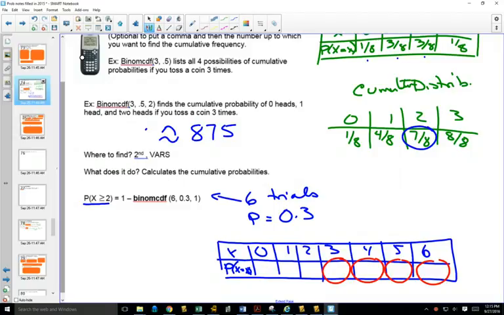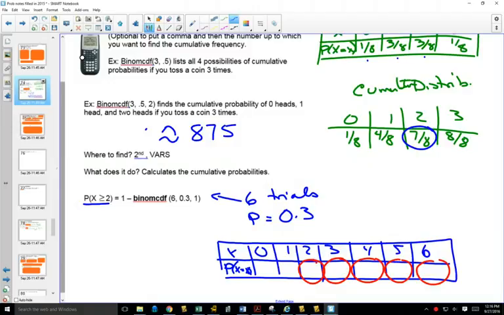And so you could do that. You could do binom PDF of 6, 0.3, and 3, 6, 0.3, and 4, 6, 0.3, and 5, 6, 0.3, and 6, and add all of those up, and you will get the probability that x would be bigger than or equal to 2. But if you use the cumulative frequency, greater than or equal to 2, you'd also have to circle this one. There we go.